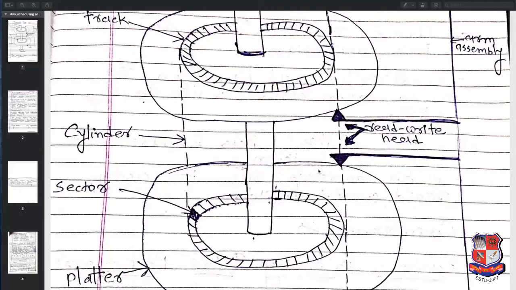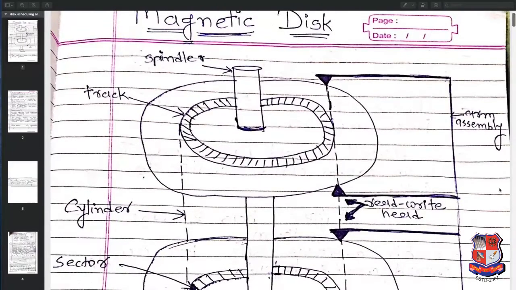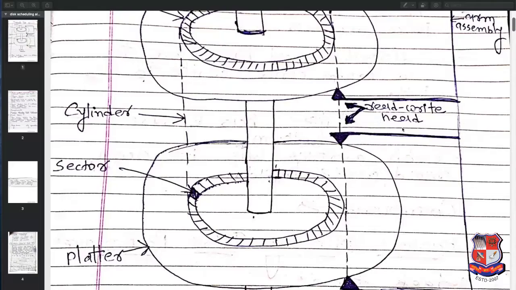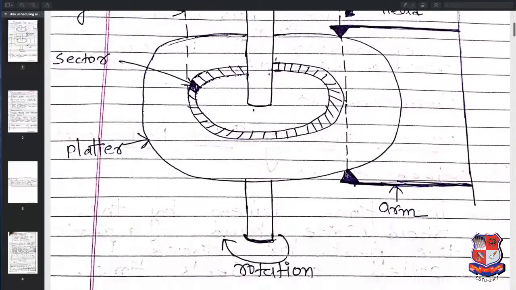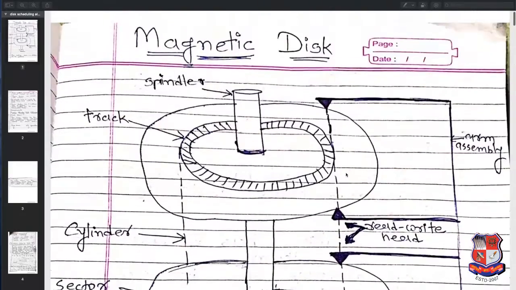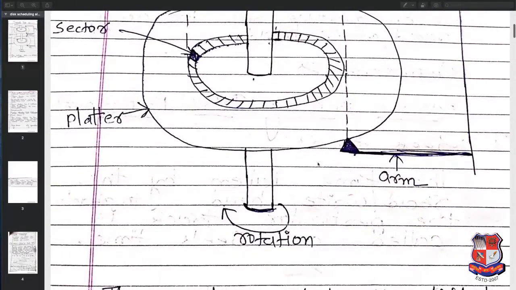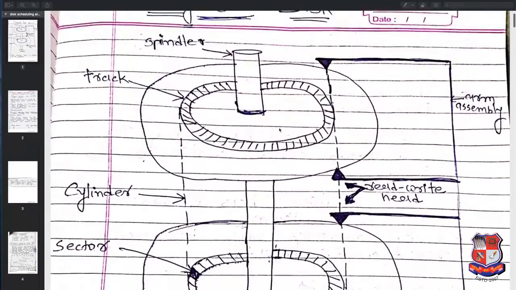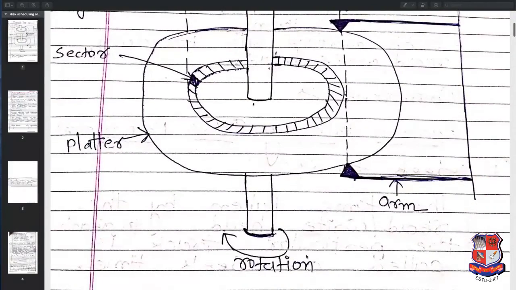Then, based on this diagram, there is an arm assembly, and the read and write head is connected with the arm assembly. The read and write head reads the surface of the platter, both the upper side as well as the lower side. So this is the architecture of the magnetic disk. And this spindle rod rotates in a circular direction.